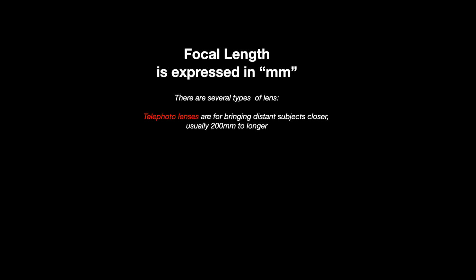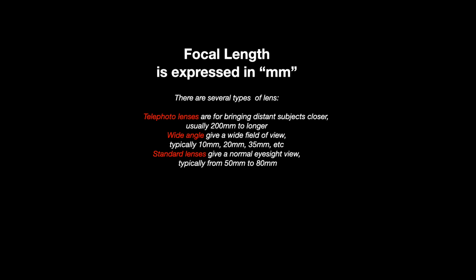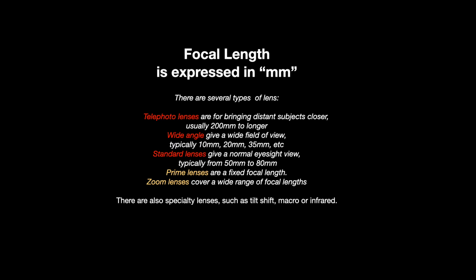The focal length of a lens is expressed in millimeters. The larger the number, the smaller the angle of view. Telephoto lenses bring distant objects closer. Wide-angle lenses cover an expansive part of the scene, and standard lenses are approximately the same view as the human eye. Prime lenses have only one focal length, whereas zoom lenses cover a wide range.